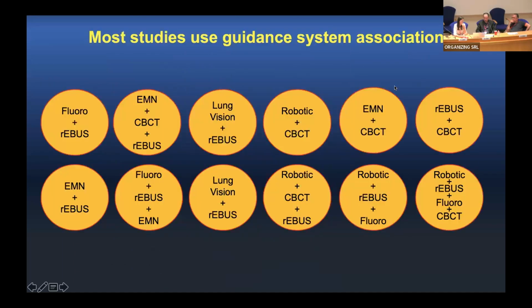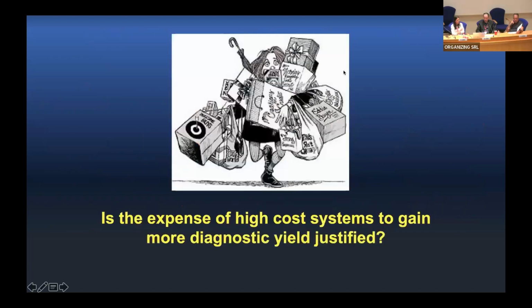In effect, most of the studies use guidance system associations, as you can see here: electromagnetic navigation, Cone Beam CT, radial EBUS, or robotic bronchoscopy, Cone Beam CT, or radial EBUS. So it's really difficult to evaluate if the expense of a high-cost system is justified.